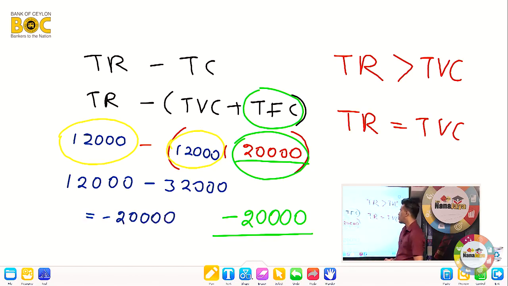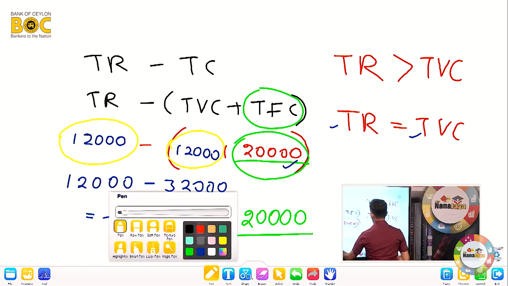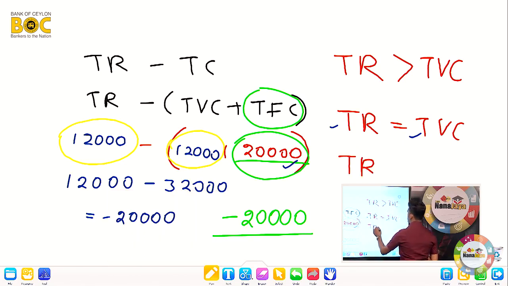Right? So if the total revenue is equal to total variable cost, from the total revenue, once the total variable cost is recovered, nothing is remaining. Therefore, the loss incurred by the firm will be equal to total fixed cost. Right? If they did not produce, again they will have to incur a loss which is equal to the fixed cost.